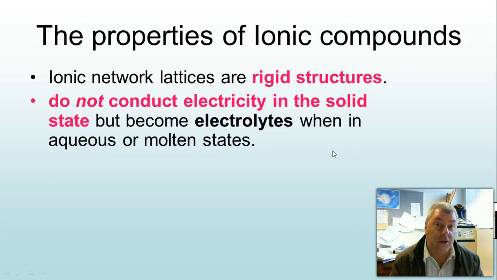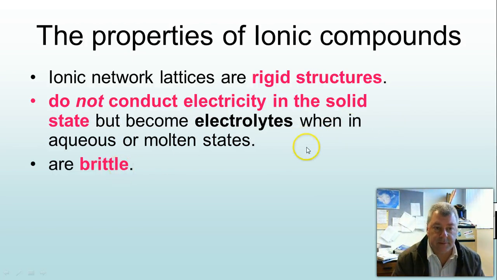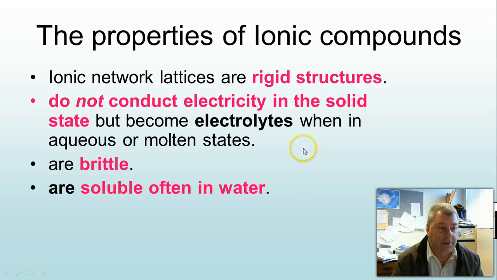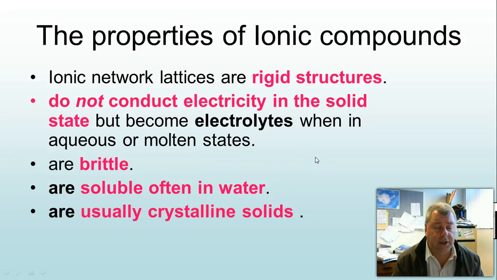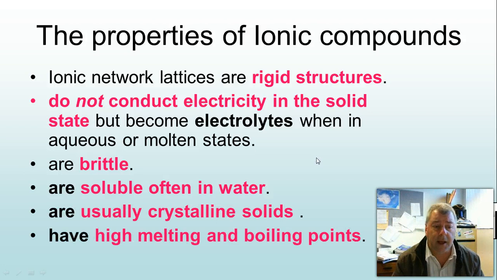So if you have an ionic solid, it does not conduct electricity, but they become what are called electrolytes. They conduct electricity when they're in solution, aqueous, or molten. So if you melt them, they conduct electricity. They are brittle. Ionic compounds are often soluble in water. Not all ionic compounds are soluble in water, but they are often soluble. Usually crystalline solids, they have high melting points and boiling points.